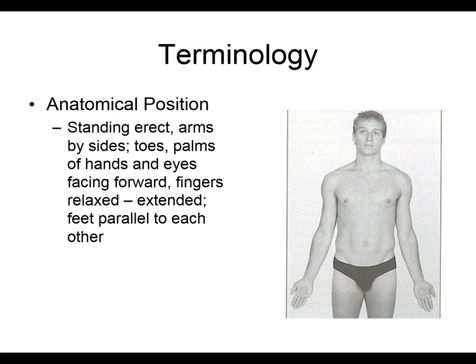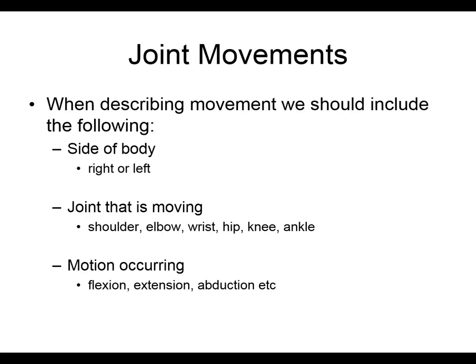When describing movement, we need to include the following. Super important: side of the body, whether it's right or left, the joint that is moving, shoulder, elbow, wrist, hip, knee, ankle, and so on, and the motion occurring. Are they performing flexion or extension or abduction?